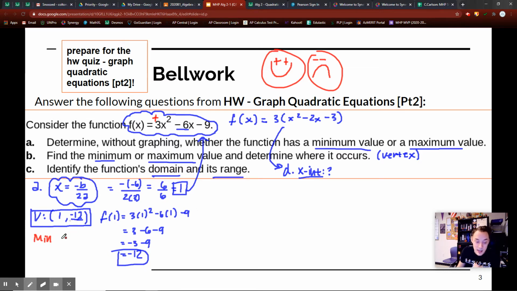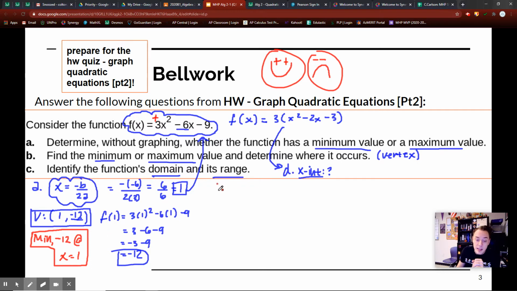So it is a min of negative 12, a min of negative 12 at x equals 1. So this is probably the formal way to put it, and this is probably what Math Excel is more than likely looking at. That's a formal way. It's a min at negative 12, y equals negative 12 at x equals 1. Okay?